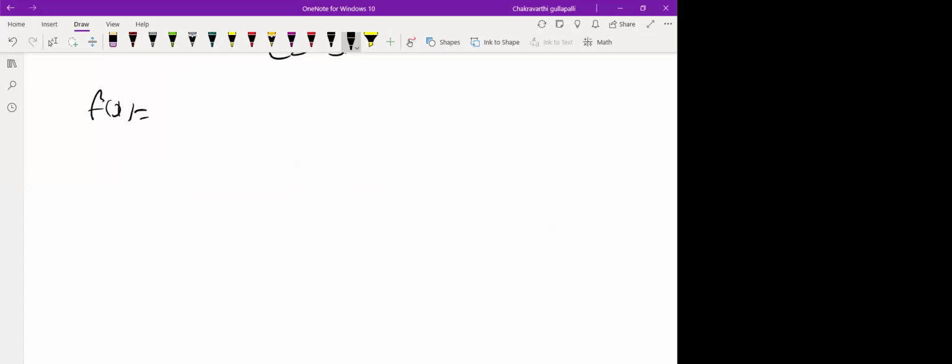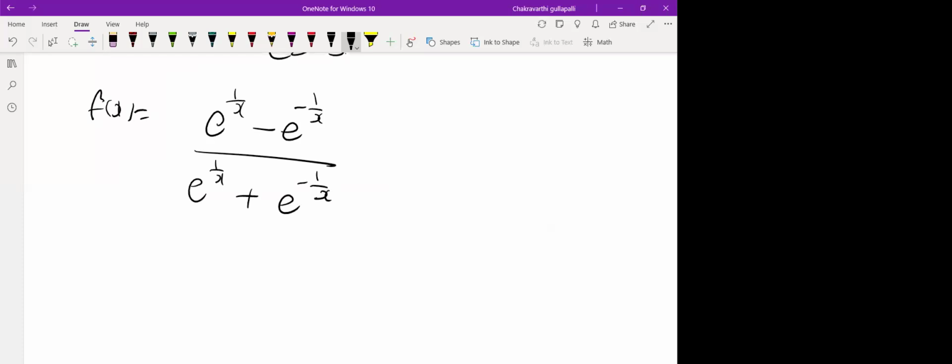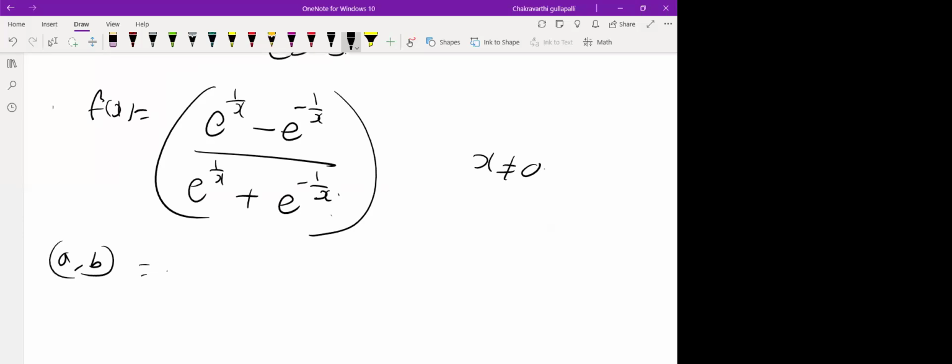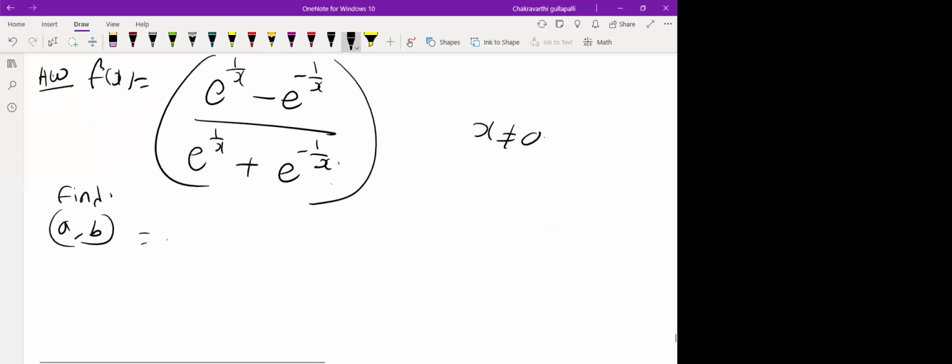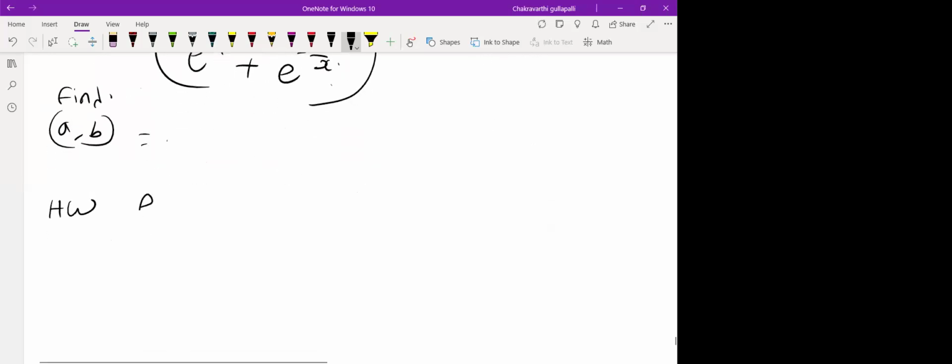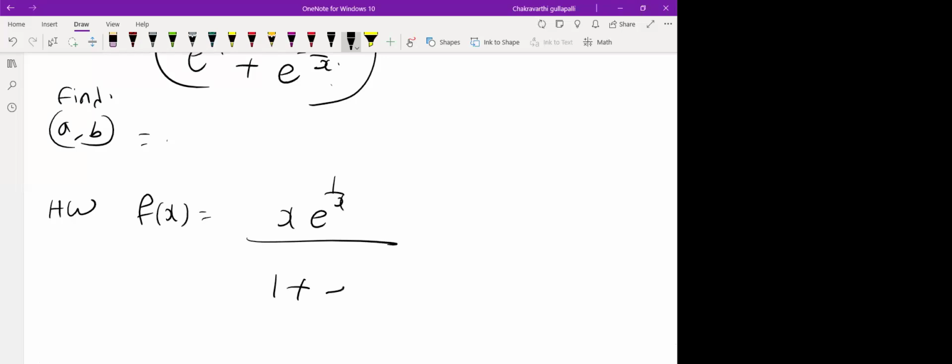ఫర్ ఎగ్జాంపుల్ fx ఈజ్ ఈక్వల్ టు, మీరు హోంవర్క్ ట్రై చేయండి, e పవర్ 1/x మైనస్ e పవర్ -1/x బై e పవర్ 1/x ప్లస్ e పవర్ -1/x. దీనికి a కామా b కనుక్కోండి. a అంటే LHL, b అంటే RHL. fx is equal to x e పవర్ 1/x by 1 + e పవర్ 1/x. ఇది ఒకటి చూడు. దీనికి కూడా a కామా b కనుక్కోండి.